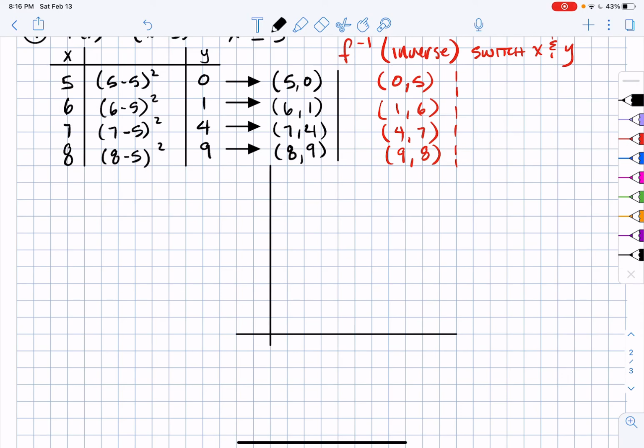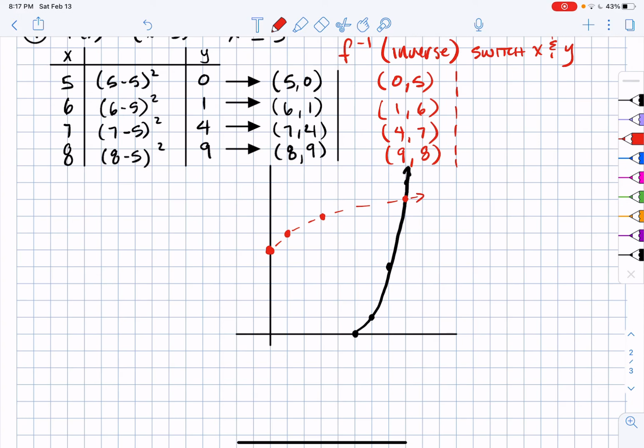Okay. So let's plot these points. 5, 0, 6, 1, 7, 4, and 8, 9. So really my solid, if I can draw it correctly, would look something like that. Okay, and now let's plot the red points. 0, 5, 1, 6, 4, 7, and then 9, 8. Is that point right there?